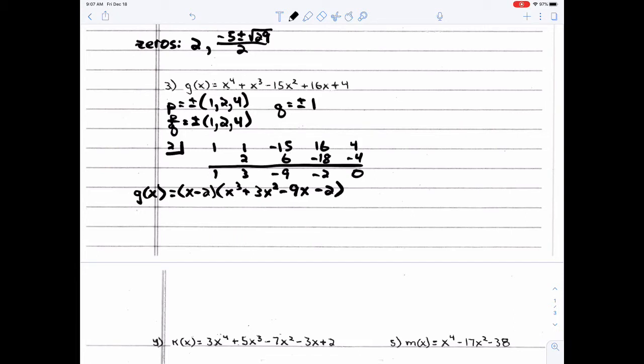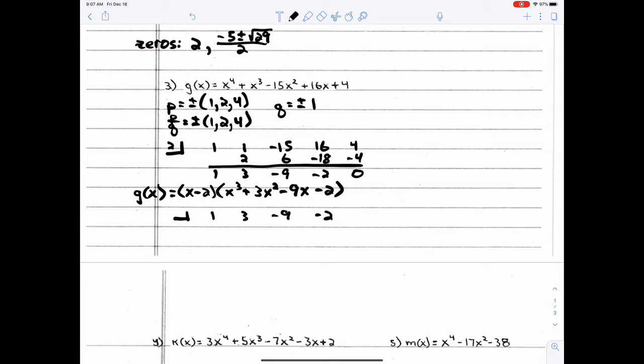Now, the quotient doesn't factor by inspection. I wish it did. I would factor by inspection if it did, but it doesn't. So let's try dividing again. But notice what we're dividing here. We're not dividing into the original one. We're done with the original. We're factoring this thing now. Okay? So we've got 1, 3, negative 9, and negative 2.